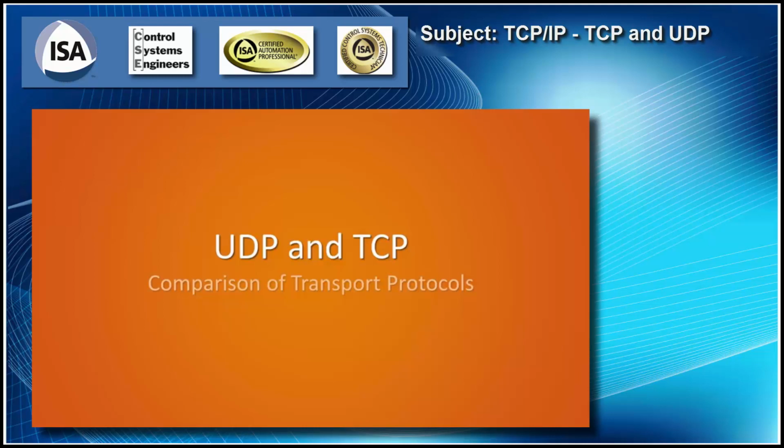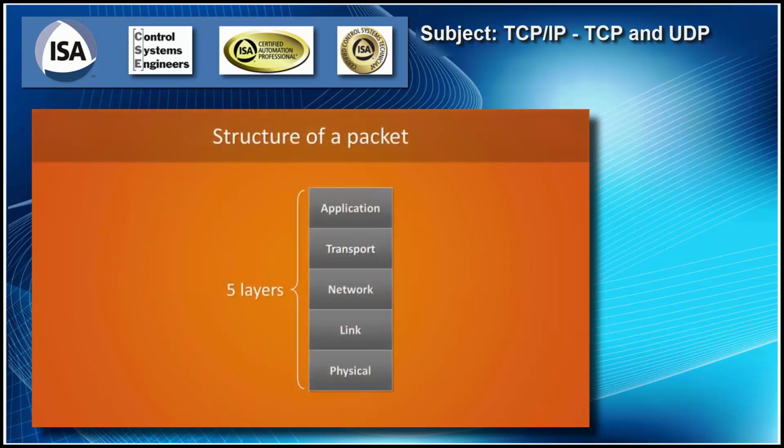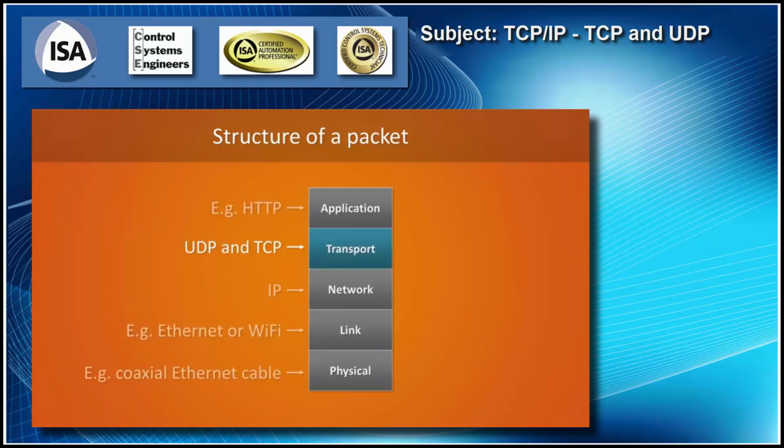In this video, we'll cover the two major transport protocols, UDP and TCP. Before we do that though, let's talk about transport protocols in general to understand why we need them in the first place. On the internet, every network packet follows this 5-layer structure. We have the application layer, the transport layer, the network layer, the link layer, and the physical layer. But for now, just remember that UDP and TCP are part of the transport layer.